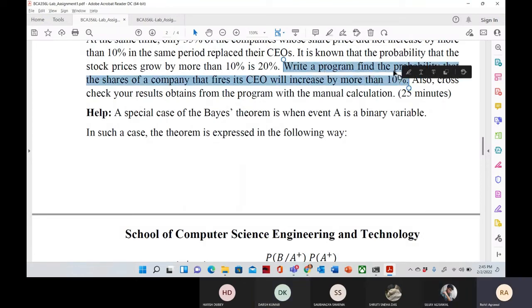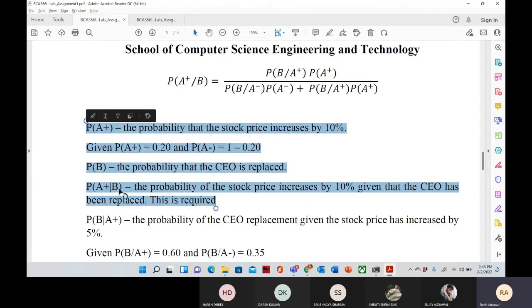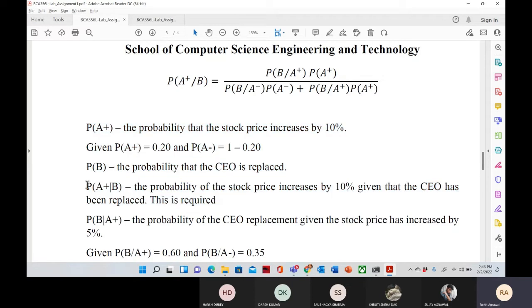Write a program that finds the probability that the share of the company that fired its CEO will increase by 10%. So the share is increasing by more than 10% and they have fired the CEO. So we need to calculate P of A plus given B, where B is that they have fired their CEO. This data is given to you, and this one we need to calculate.